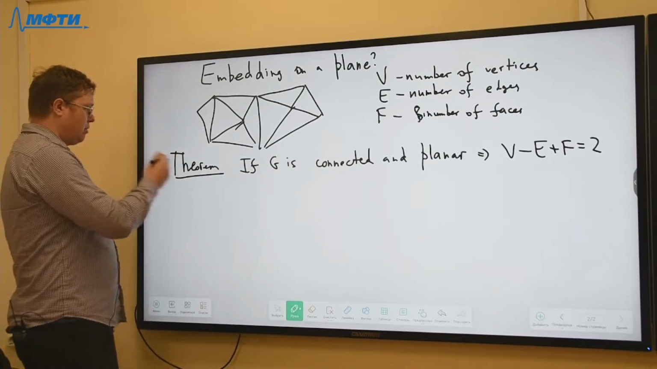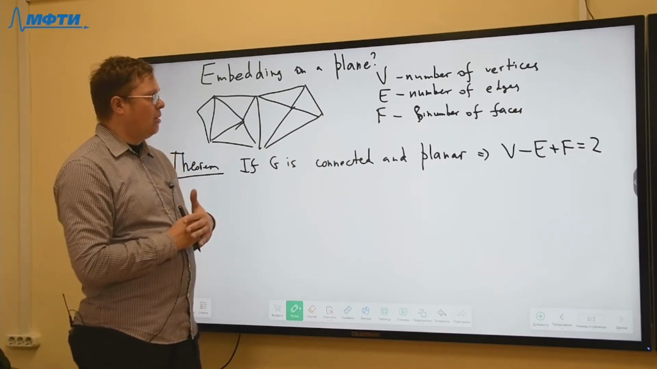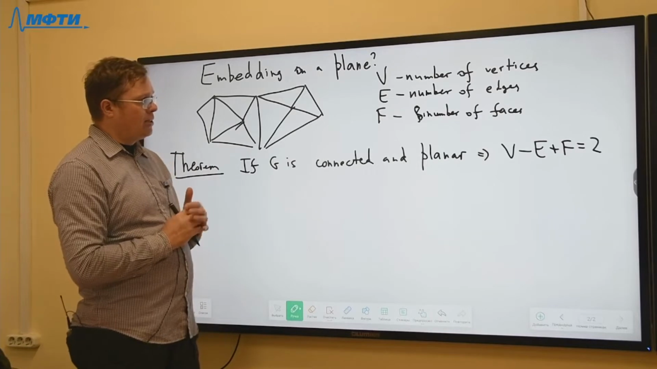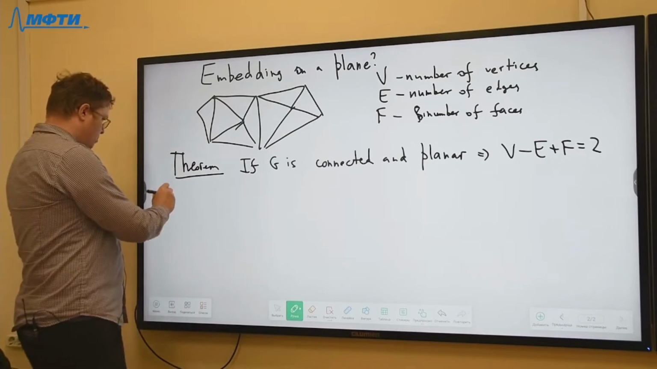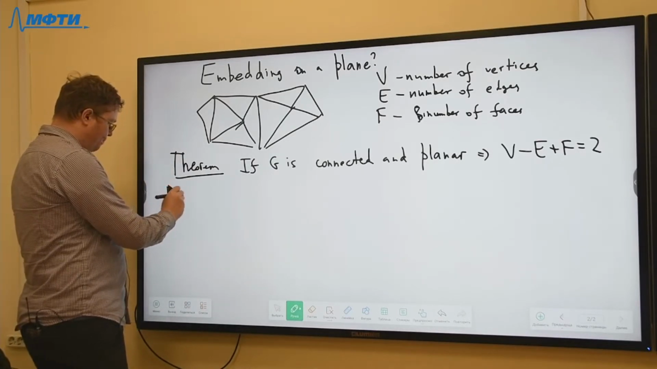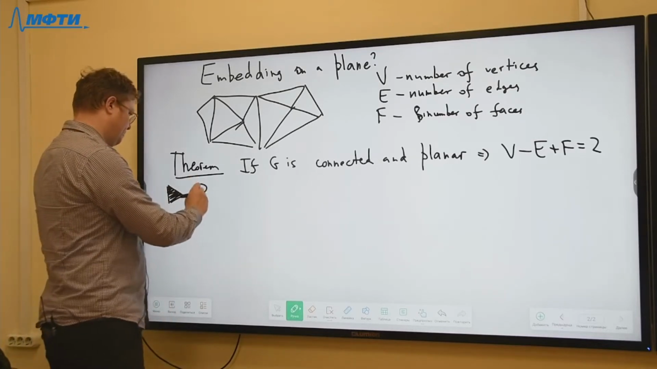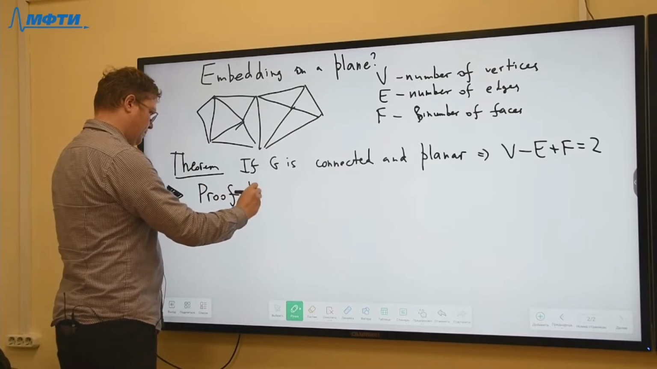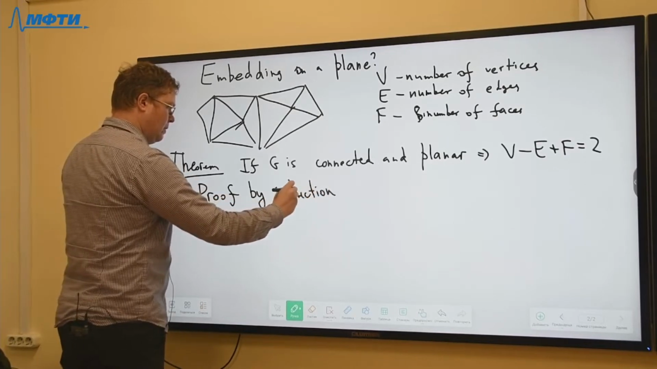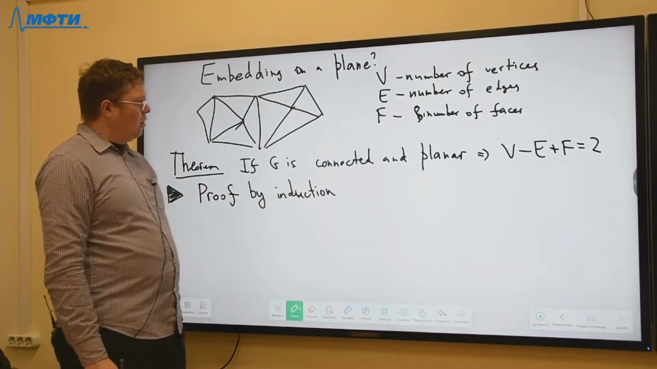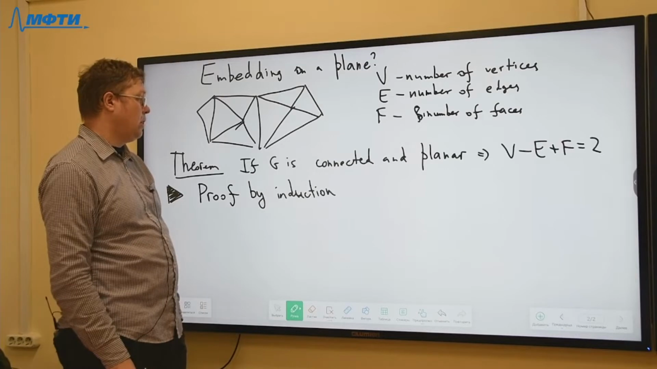Okay, let's first prove the theorem and then discuss what properties planar graphs have, and whether we can find a criterion for a graph to be planar or not. So we begin with the proof of the theorem. We prove it by induction, say by the number of edges, for example.